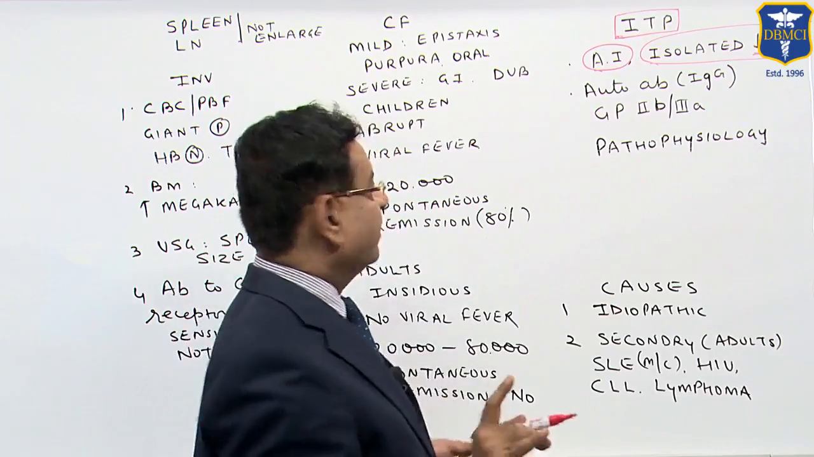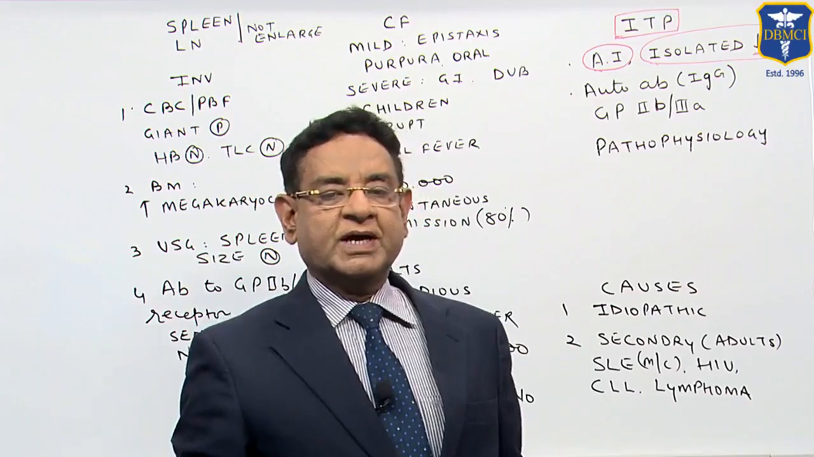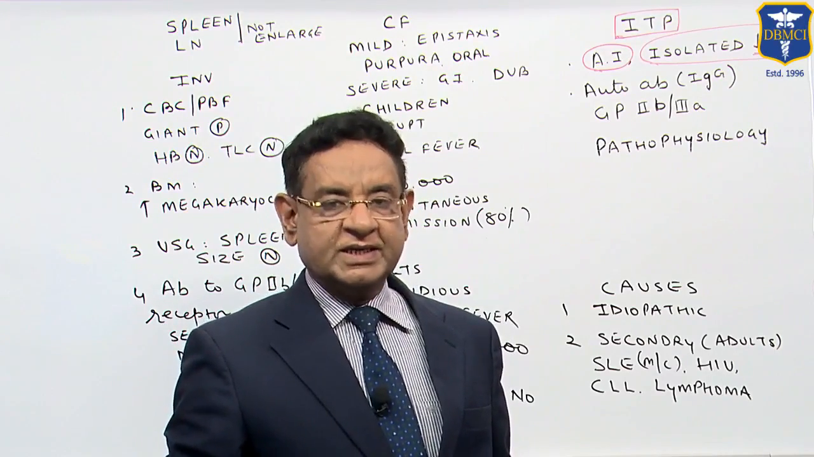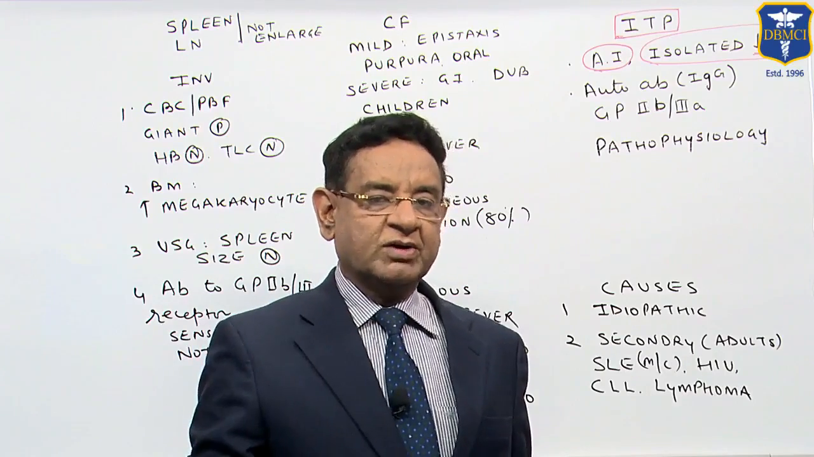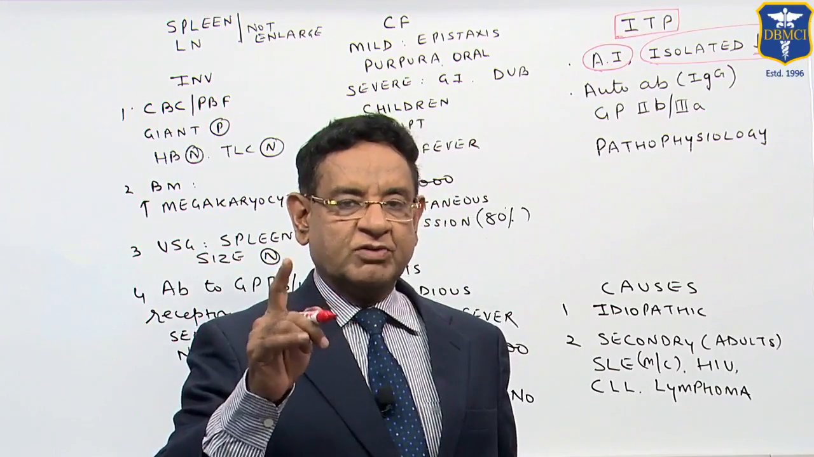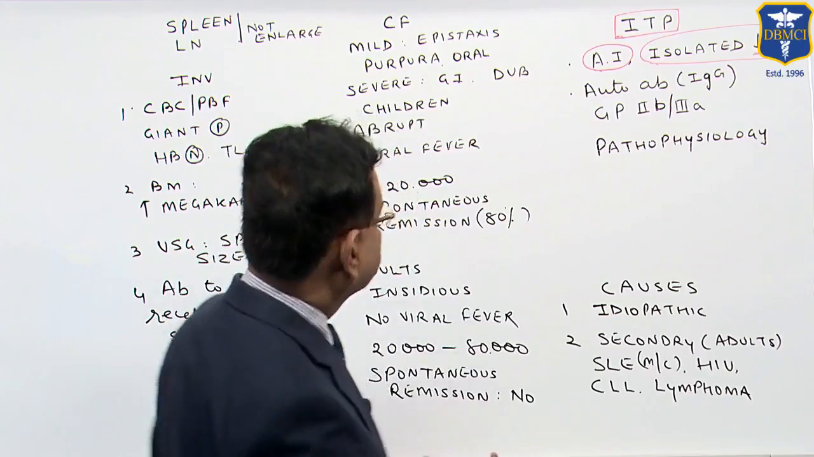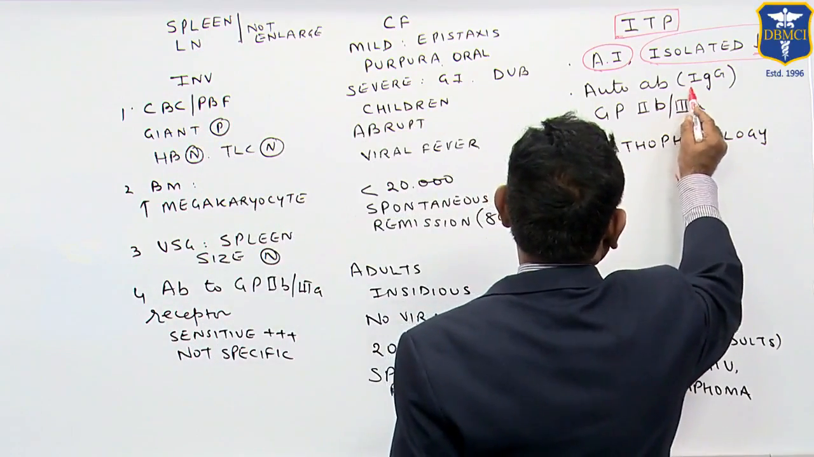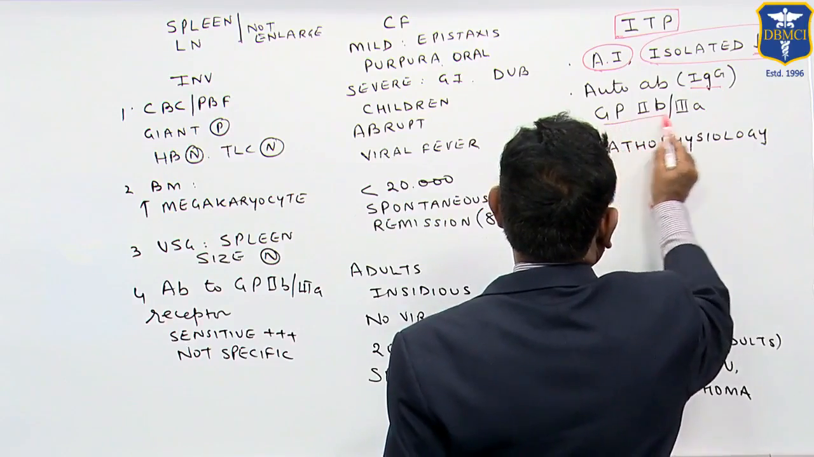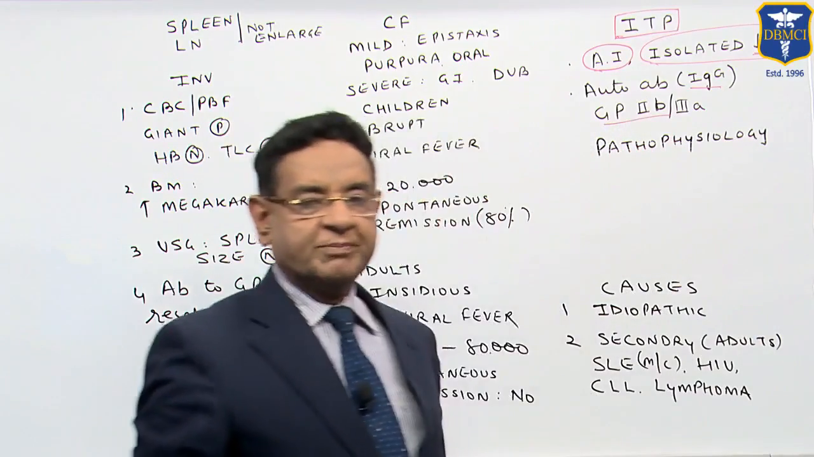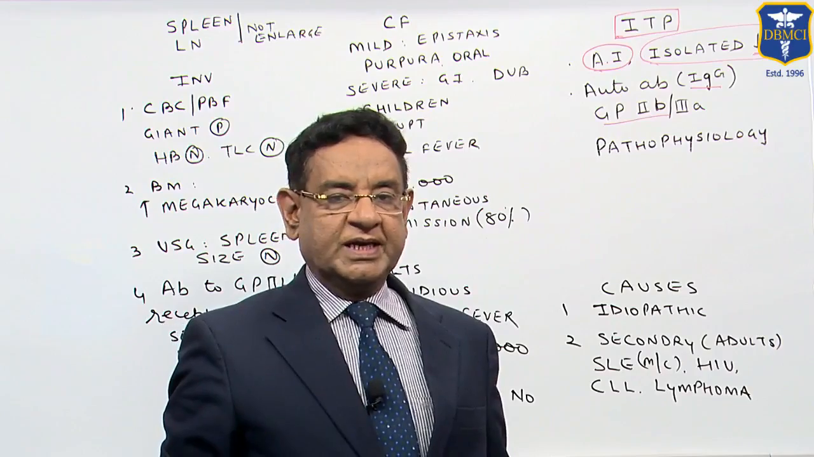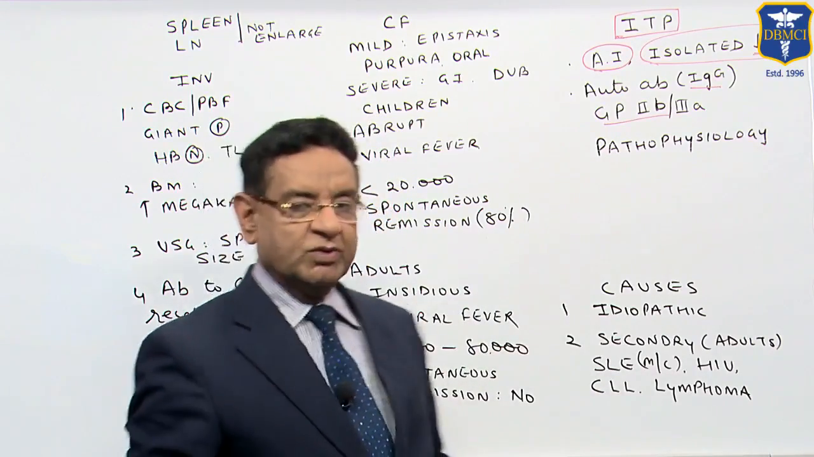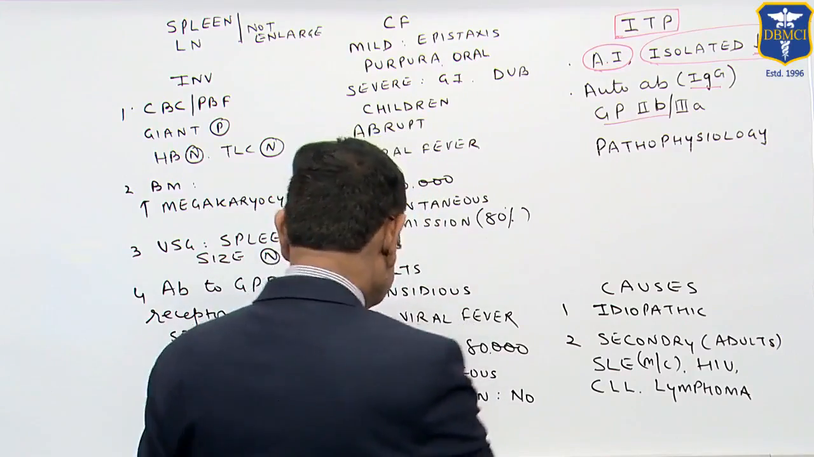That means there will not be any problem with the hemoglobin or the TLC count or RBC count. Only the platelet count is low. RBC and WBC count will be normal. Now what happened? There are autoantibodies, IgG antibodies against the GP2B3A receptors. Now let's learn the basic concept about the pathophysiology, what happened in these patients.